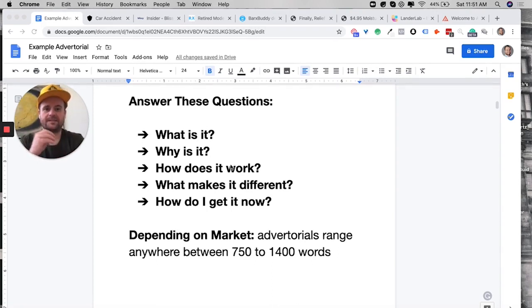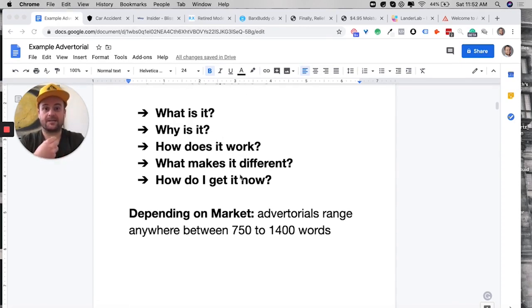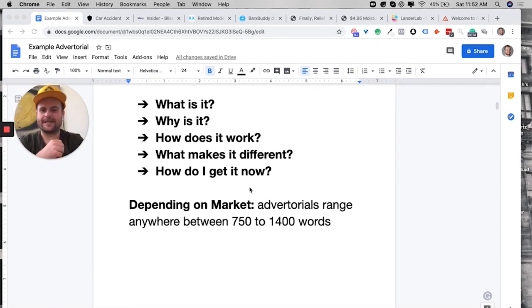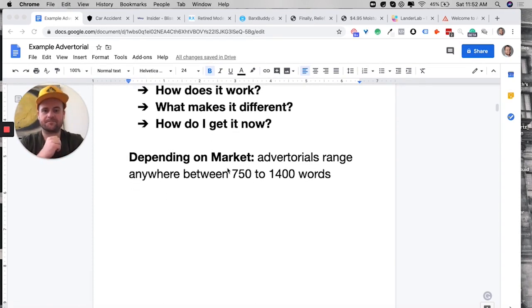So how does it work? Really detail how it works, because that also lets them see the future pace of the life they can have because of how you're detailing it. They can see themselves like, oh, I can picture myself actually using it, actually wearing this. What makes it different? How do I get it now?